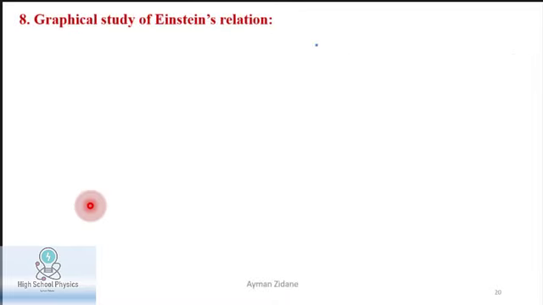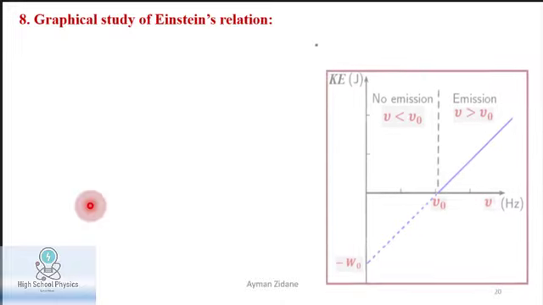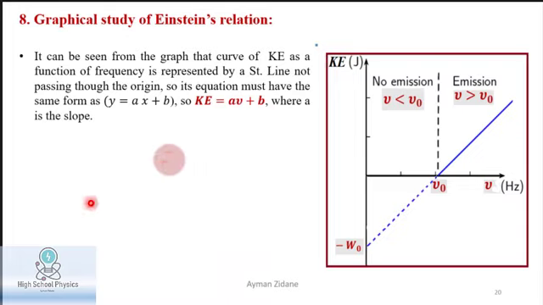In part 8, we will talk about graphical study of Einstein's relation. Here we represent the kinetic energy of the extracted electron versus the frequency. The curve will be a straight line not passing through the origin. It can be seen from the graph that the curve of kinetic energy as a function of frequency is represented by a straight line not passing through the origin.